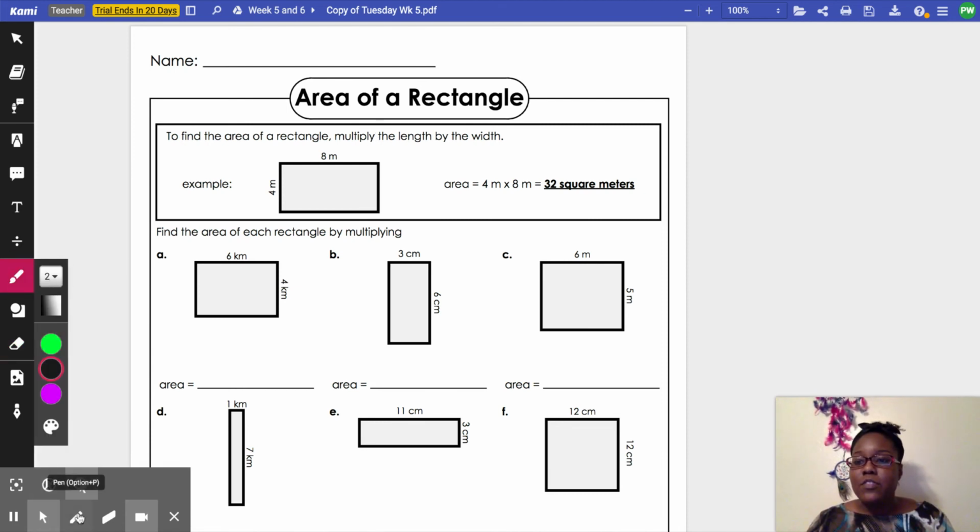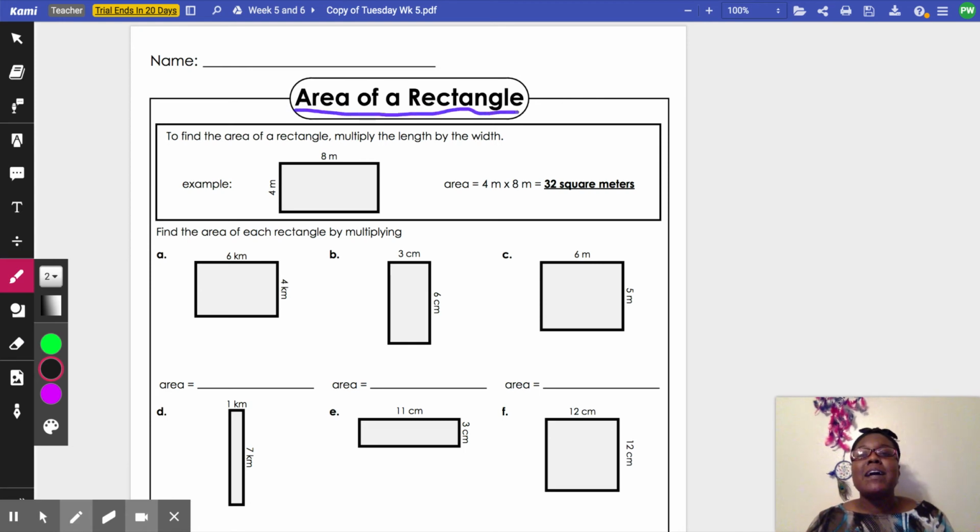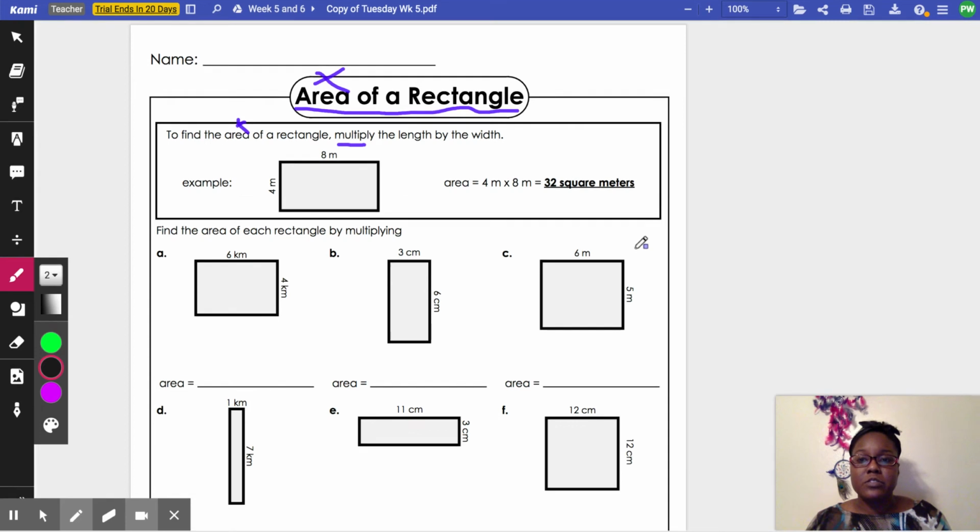So in this one, let me underline area of a rectangle. My students know anytime they see the word area, they put a multiplication sign because to find area, you have to multiply. So this first part says to find the area of a rectangle, multiply the length by the width. For example, you have 4 and you have 8. 4 multiplied by 8 equals 32.